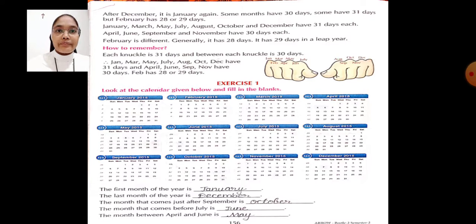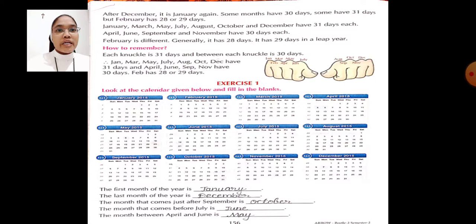How to remember? Each knuckle is 31 days and between each knuckle is 30 days. January, March, May, July, August, October, December have 31 days and April, June, September, November have 30 days. February has 28 or 29 days.